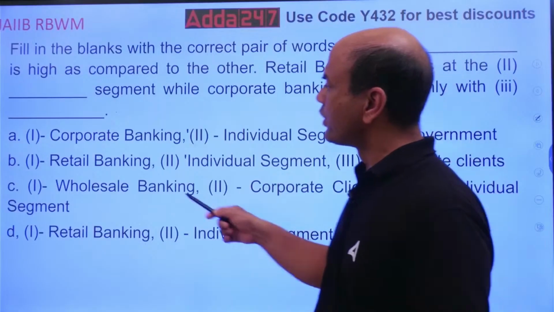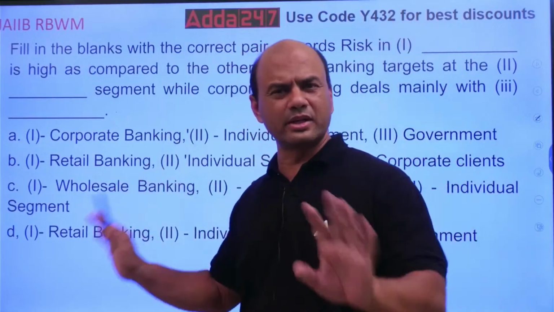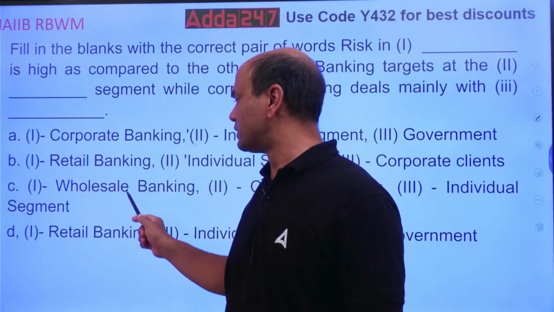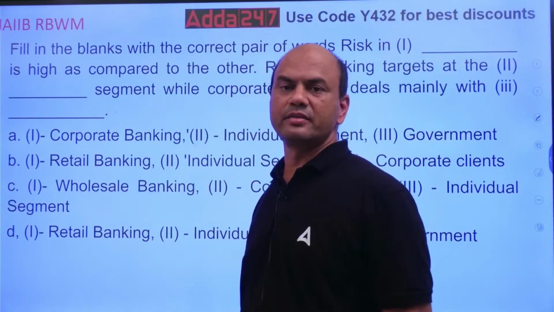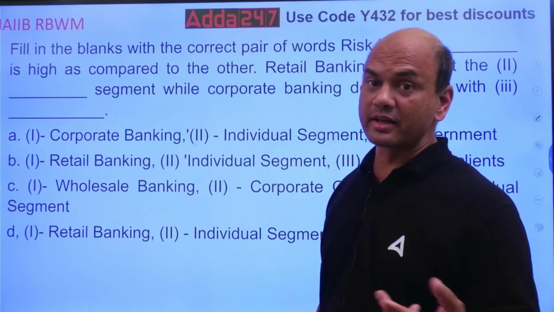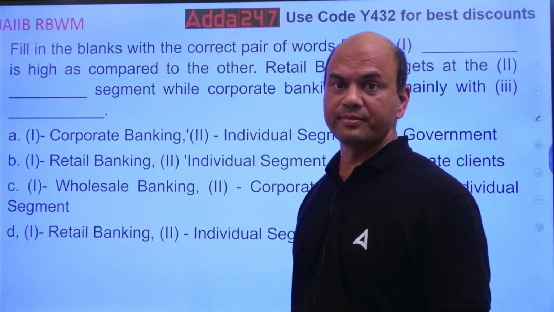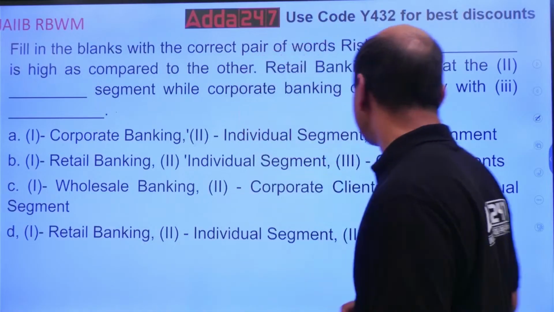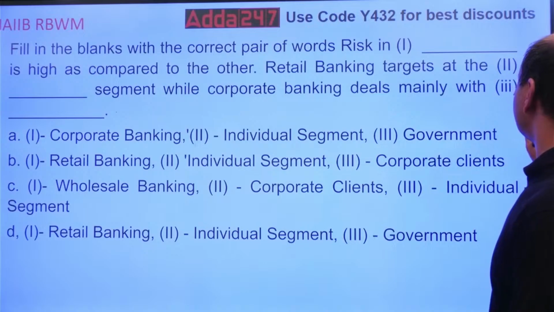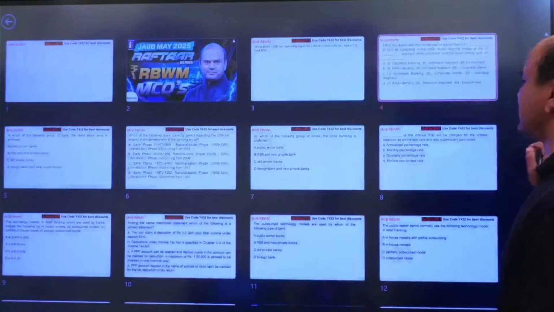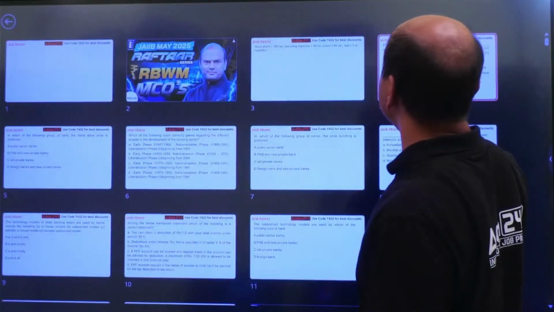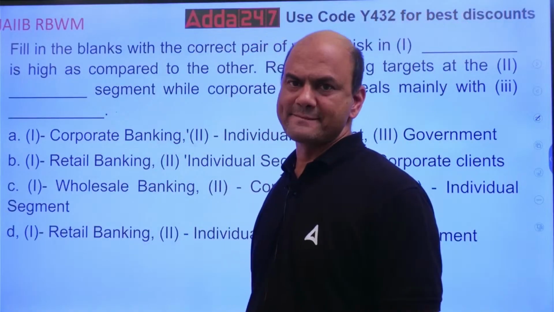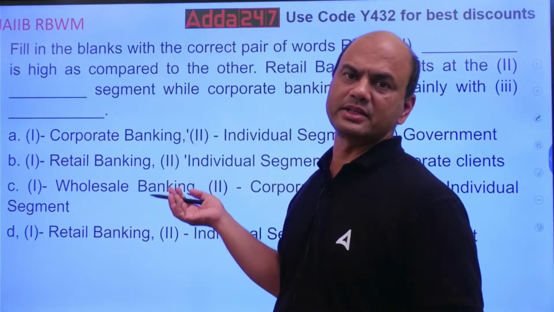Look at this. Only check one now. Don't check 2, 3. Only check this one. Corporate banking is higher, retail banking is higher, wholesale banking is higher, retail banking is higher. So where is the risk higher? Risk is higher in corporate banking. So what will be the answer? Many of you might have thought by now, the answer is simple. Corporate banking. The answer is corporate banking.